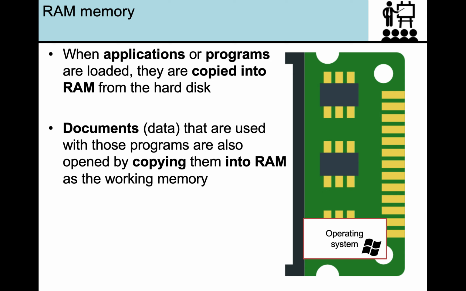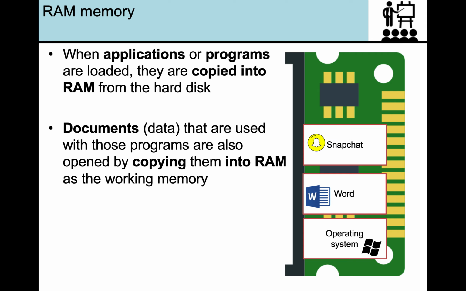Now, when applications or programs are loaded, i.e. I click on them, they're copied into RAM from the hard disk, which we're going to look at in a second. So documents or data that are used with those programs are also opened by copying them into RAM. So as I open up Microsoft Word or Snapchat or Apex Legends, I'm slowly loading them into RAM, and that's because they're open and in use, so they're held in RAM.